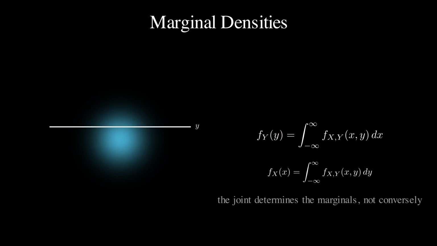Symmetrically, integrating out y leaves the marginal density of X. And the old warning carries over word for word. The joint determines the marginals, but not conversely. Just as 2 different tables shared identical margins, 2 different surfaces can cast identical shadows.